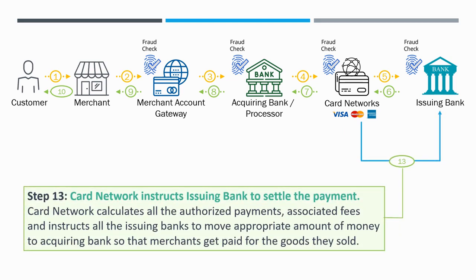After the acquiring bank has requested settlement, the card network calculates all the authorized payments and associated fees. The card network then instructs each issuing bank to settle their portion of the payment. This instruction is a request for the issuing bank to transfer the appropriate amount of money to the acquiring bank, so that the merchant can be paid for the goods or services they have sold. Once the issuing bank has settled the payment, the funds are transferred to the acquiring bank's account. The acquiring bank then releases the funds to the merchant's account, completing the payment process.